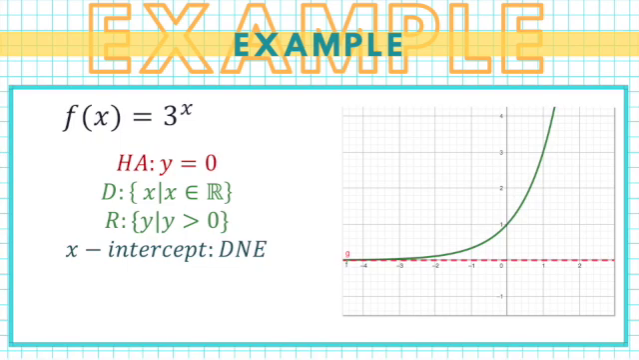The y-intercept is the intercept where the graph intersects the y-axis. We see that at this point the graph intersects the y-axis, therefore the y-intercept is the point 0, positive 1.